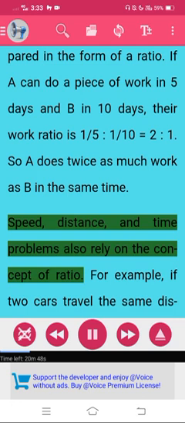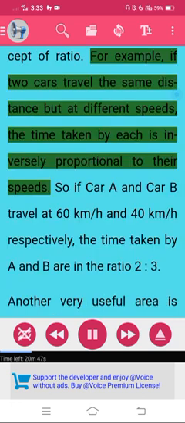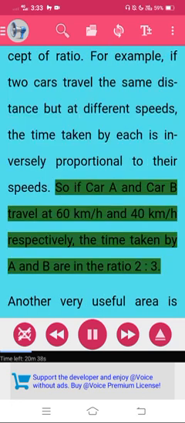Speed, distance, and time problems also rely on the concept of ratio. For example, if two cars travel the same distance but at different speeds, the time taken by each is inversely proportional to their speeds. So if car A and car B travel at 60 km per hour and 40 km per hour respectively, the times taken by A and B are in the ratio 2:3.